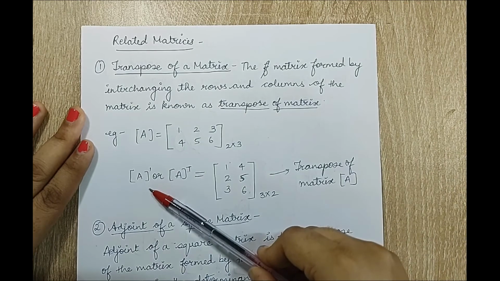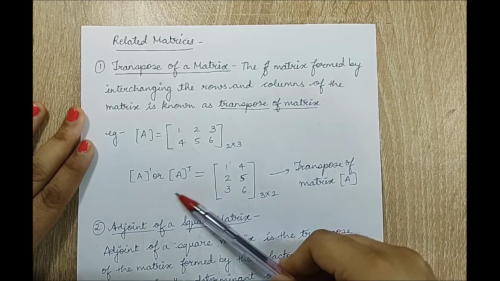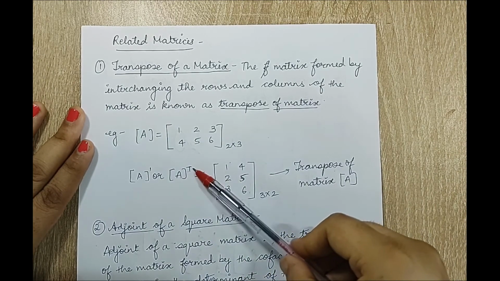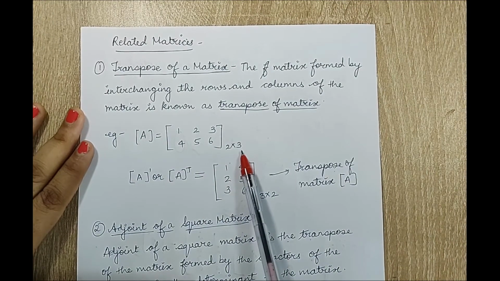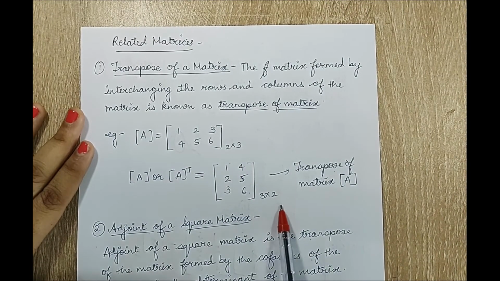It is denoted by A dash or A raised to T. This T stands for transpose, so A transpose. This is how it is written. You can observe the order was 2 by 3. It has now become 3 by 2.